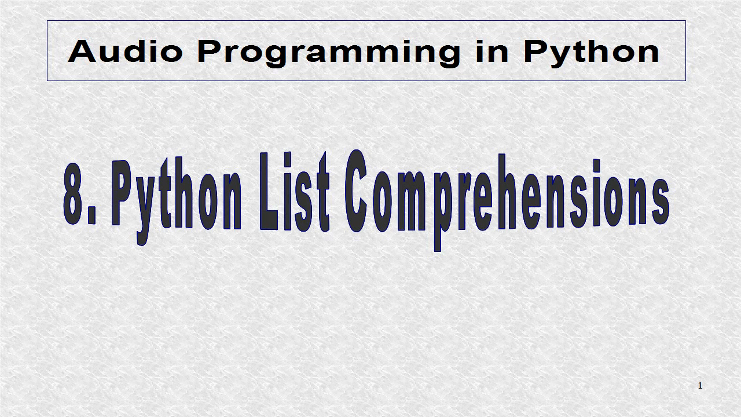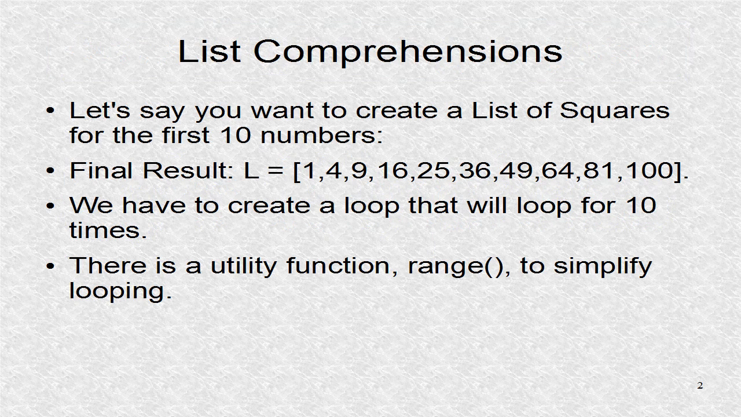1. Python list comprehensions are a quick way of initializing lists of data. 2. A simple example is to create a list of the squares for numbers 1 through 10. For most list operations, the function range is very important.